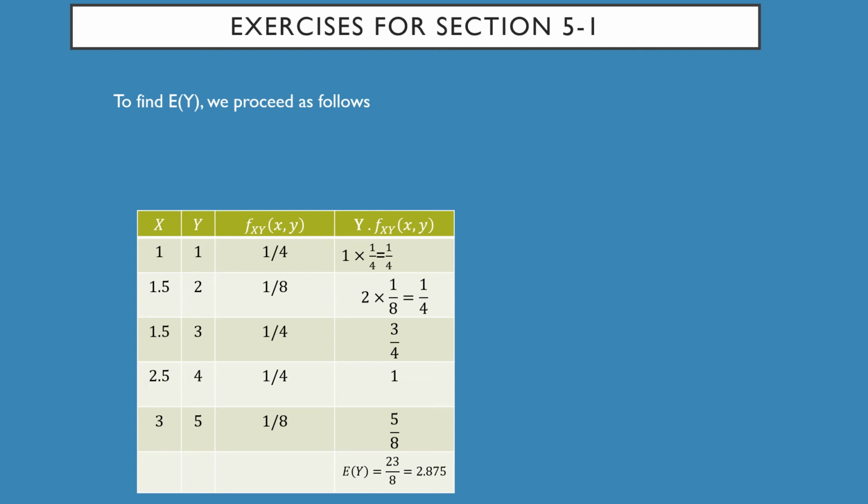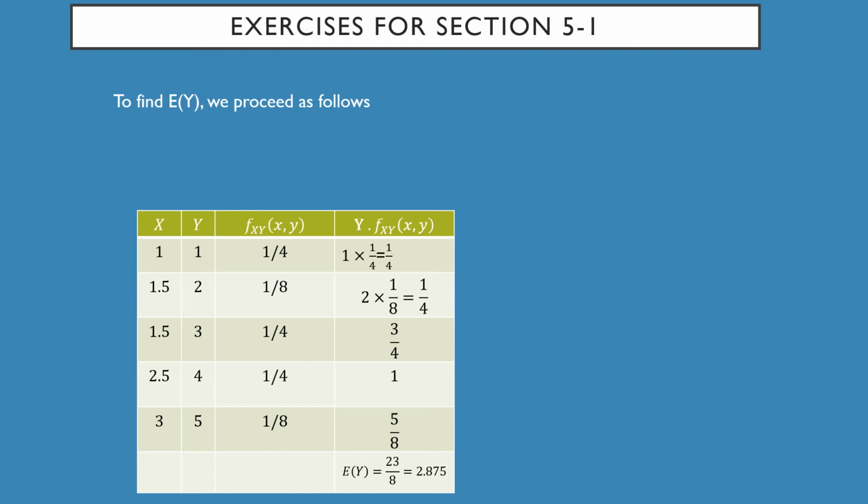So let us find the mean for the discrete random variable y. Since we have to find the mean of y, this time we have to consider the values under y. What is the first value under y? 1. So 1 multiplied by the corresponding value of the joint probability mass function, that is 1 over 4.